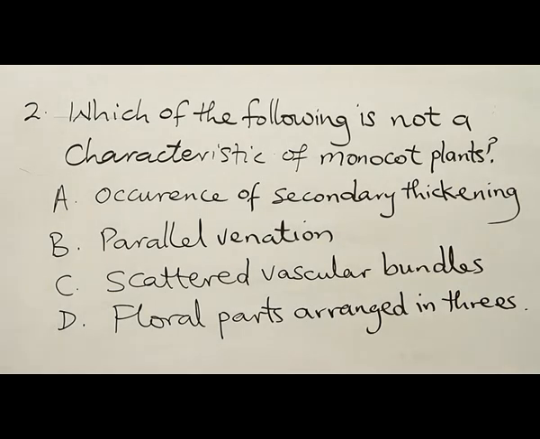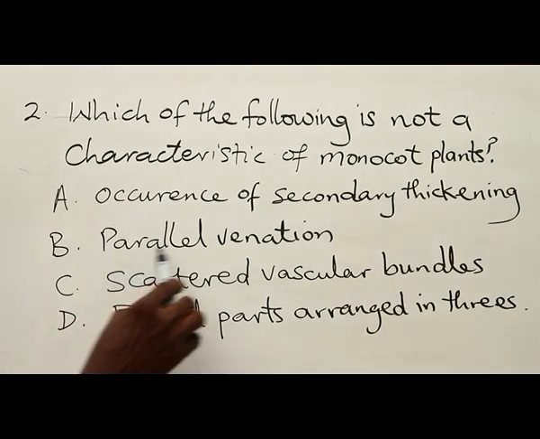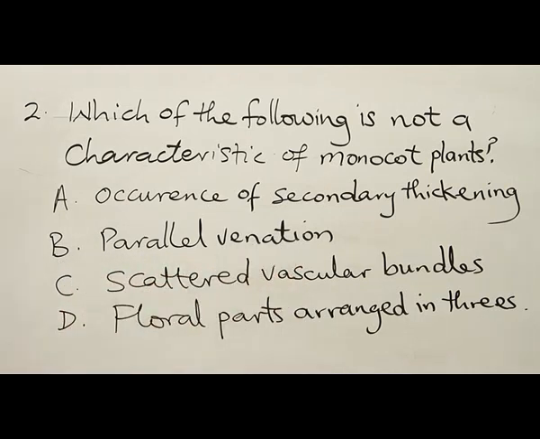Now, the floral parts of a monocot plant are always in threes or multiples of three. When you cut the stem, a transverse section of the stem of a monocot plant, and you examine the internal structure, the vascular bundles are scattered. The leaves of monocot plants like grass, maize and so on, you see the veins are arranged in parallel to one another. So that's correct. It's A that is not correct.